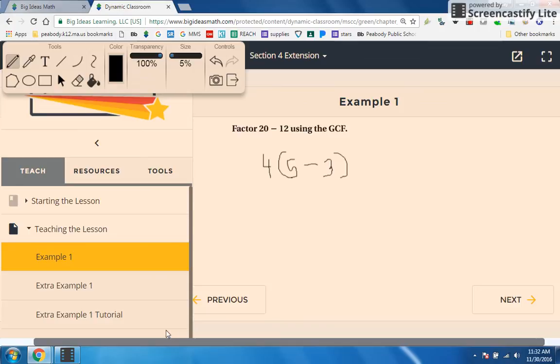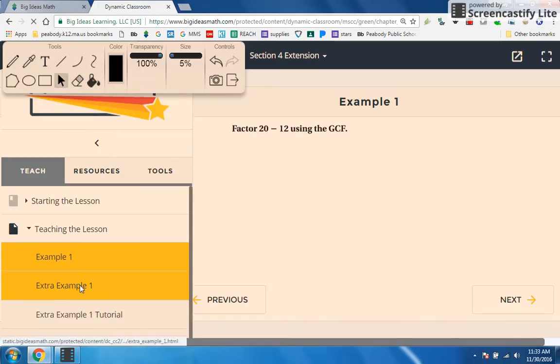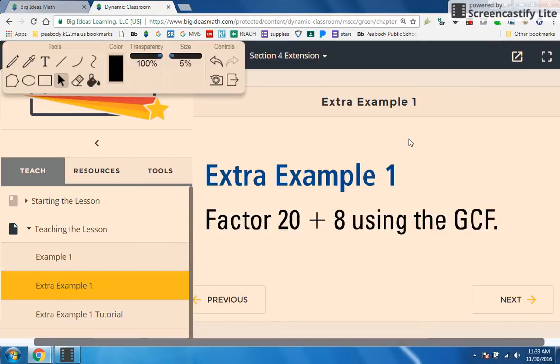So let's see if you can try one by yourself. So you're going to have to erase this, I guess. Okay, so let's try one for you guys. Pause and try this one. You're going to find the GCF, put it on the outside, put your parentheses. On the inside, you're going to write what you would multiply them by to get the original number. So pause and try that one.